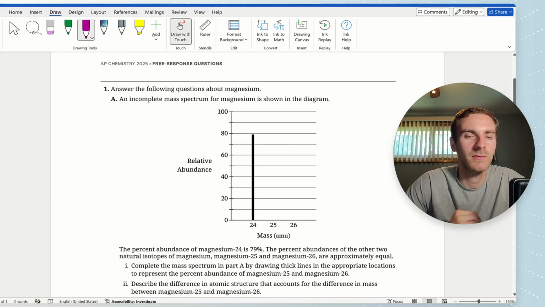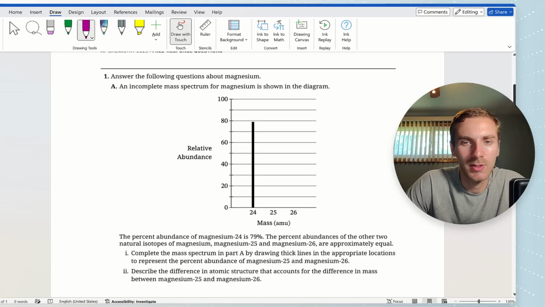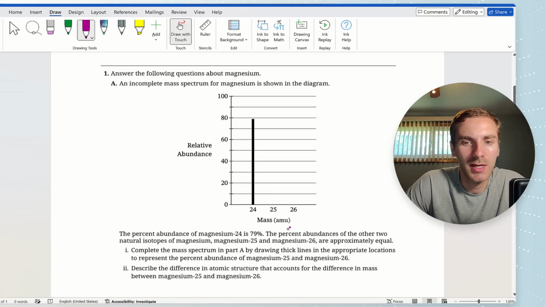This is an example of what you're going to need to know regarding mass spectrometry. This is actually part of a free response question from the 2025 AP Chemistry exam. They haven't given us the complete mass spectrum here, but what we see is mass on the x-axis and relative abundance on the y-axis, in percent from 0 to 100. Right now, there's a line, or sometimes we call it a peak, at 24 that goes up to almost 80%. And it tells us that the percent abundance of magnesium-24 is 79%. So that's corresponding to that line or peak.